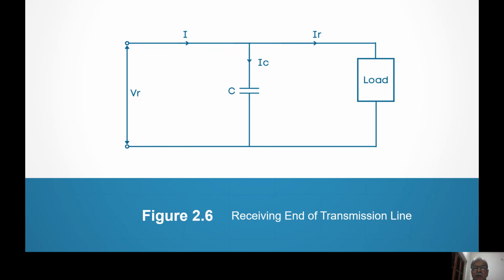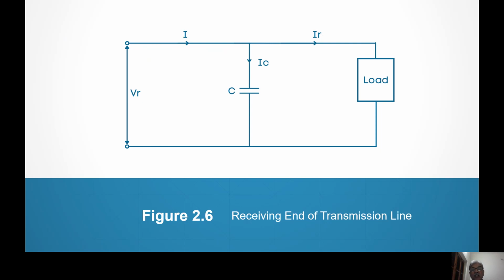I is IR plus IC. This is part of the figure, right? This is what we have at the receiving end. I is equal to IR plus IC. So IC is 90 degrees leading the voltage VR.